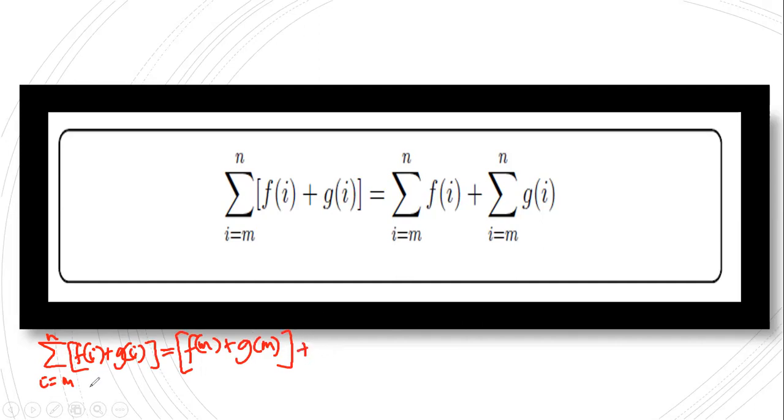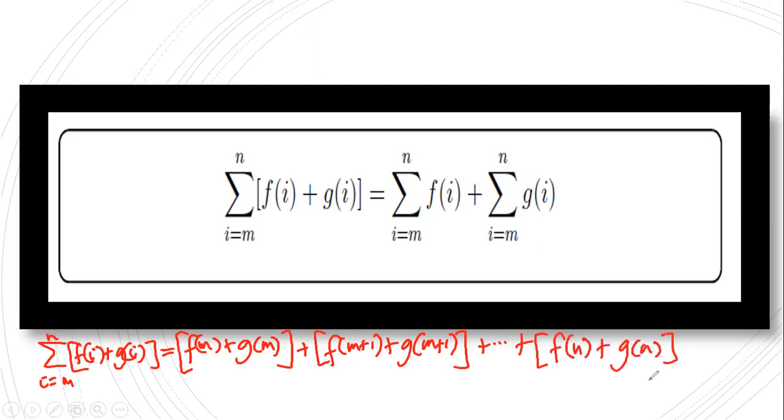Plus, next is when I is equal to m plus 1. So you will now have f of m plus 1 plus g of m plus 1. And so on until you reach the last term, which is when I is equal to n. So you will have f of n plus g of n. And then you can easily remove the parentheses. In a way, the operations here are just addition, so you remove all of the parentheses and you can regroup them.